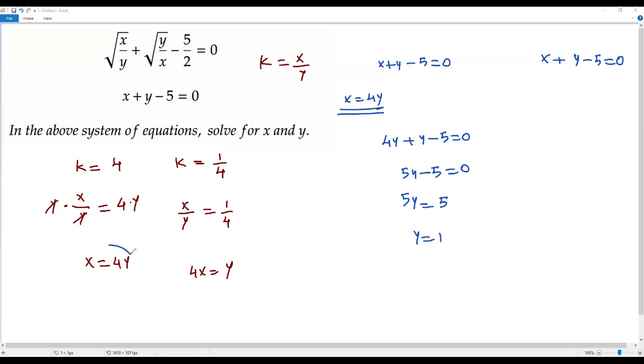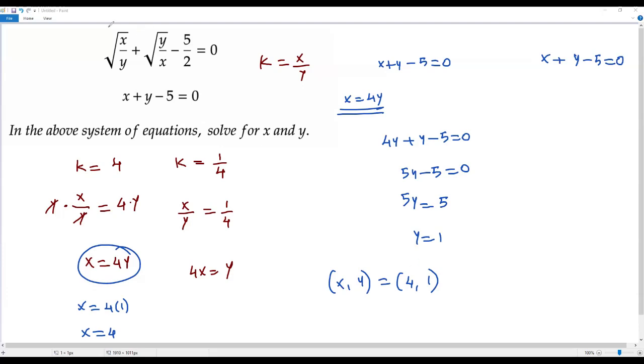When I plug in y equals to 1 in this equation, I am getting x equals to 4 times 1. So x equals to 4. Now I got that x equals to 4 and y equals to 1. So I got one solution for the given system of equations.